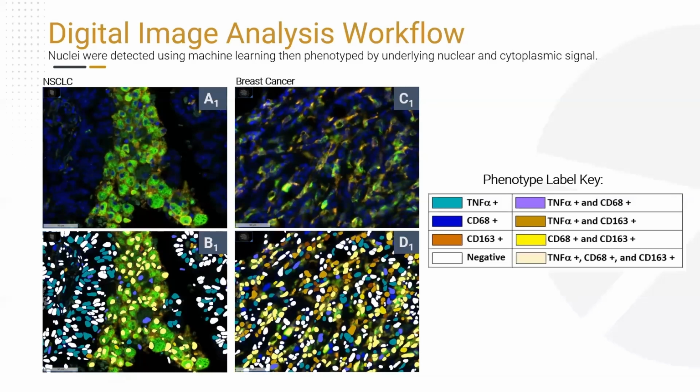the phenotype labels. And then on the right, I have the breast cancer tissue, again, with the labels on the bottom and without the labels on the top. On the right there is a key showing the different color labels that are associated with the various cell phenotypes.